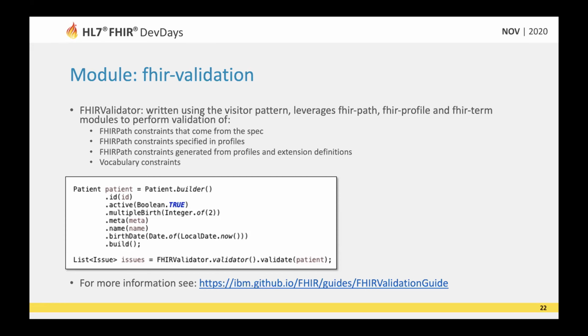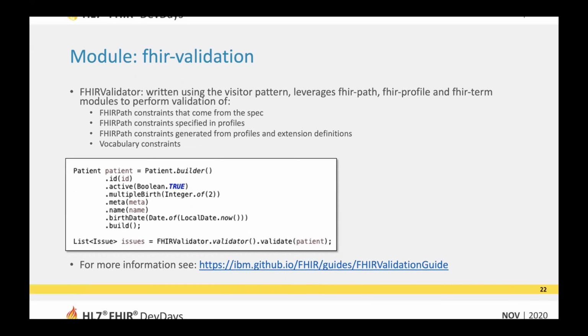This is just a simple example where I built a patient resource, instantiated and invoked the FHIR validator on it, and got back operation outcome issue instances. The reason that's interesting is that we can then build an operation outcome when we're using this in the context of the server, or you can just use it like this directly in Java. We have a validation guide that talks a little bit more about this.